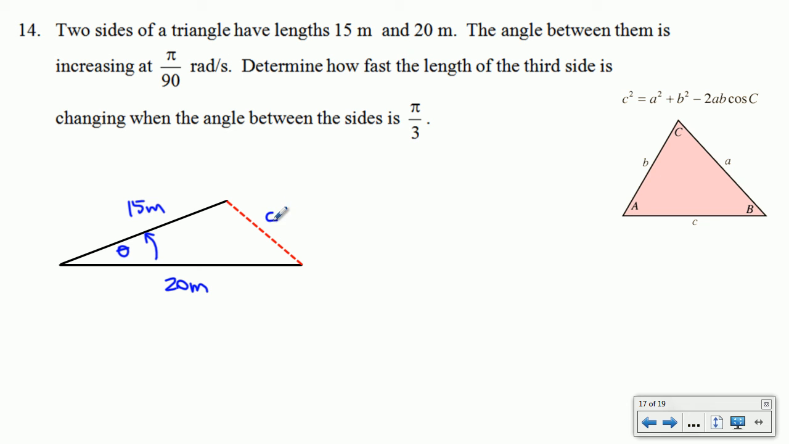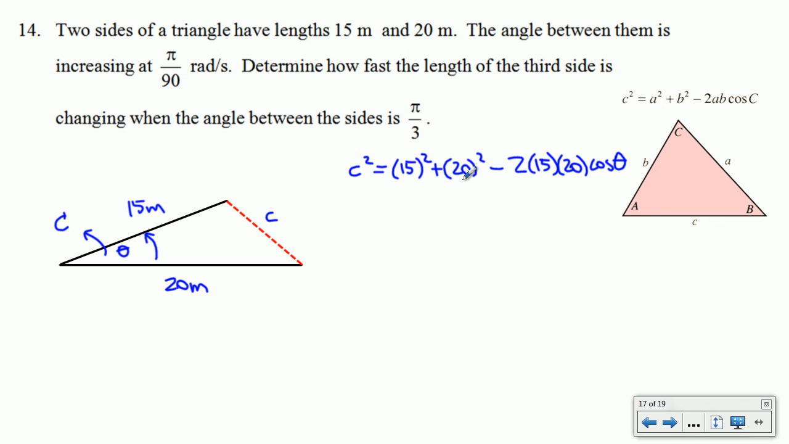So I'm going to call this side c, and this is going to be capital C for the angle, and these are going to be the two known side lengths. So subbing that information into the cosine law, I'm going to get c squared equals 15 squared plus 20 squared minus 2 times 15 times 20 times cos of theta. Or capital C, but I'll just use theta so it doesn't get confused with the lowercase c here.